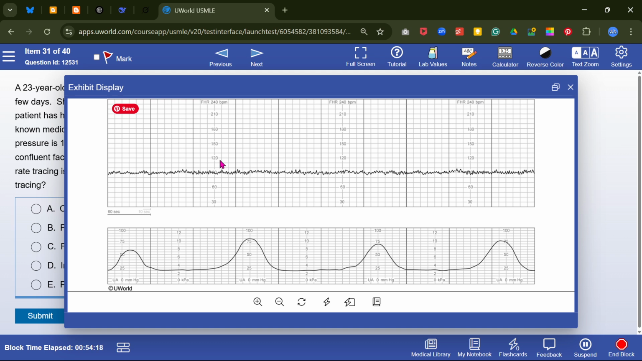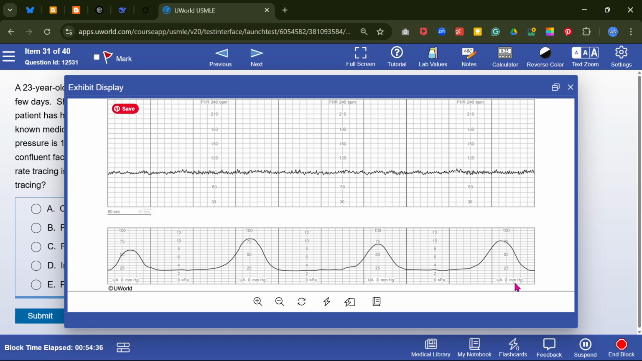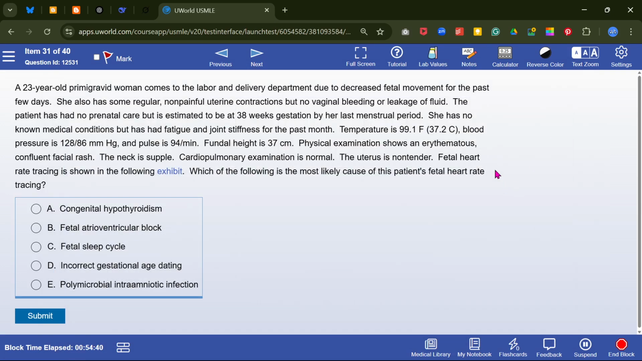Okay, look at the picture first. Fetal bradycardia. What are the causes of fetal bradycardia? So we need to remember that first.